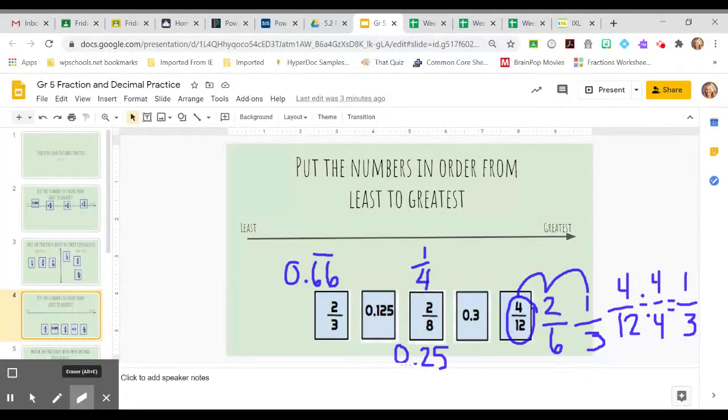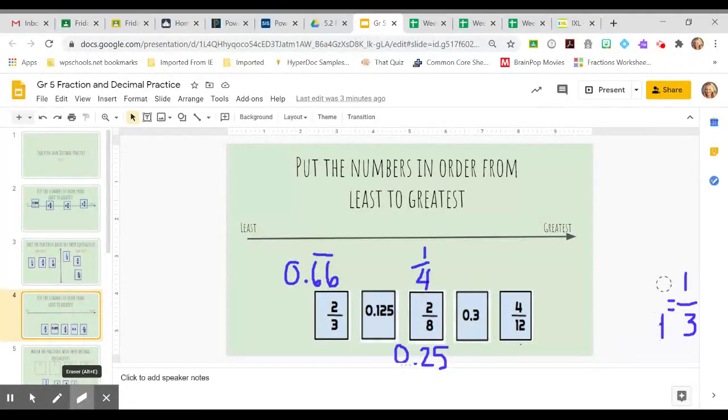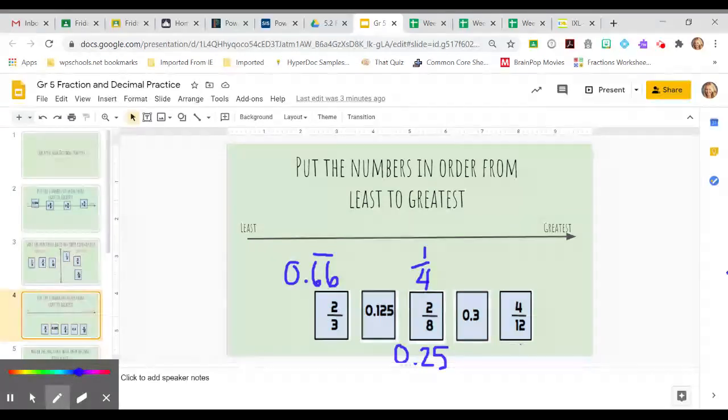All right, so 4/12 we said was 1/3. Let me get rid of some of this. And we said thirds are our repeating decimals. So 1/3 is what as a decimal? Brady. Right, 33/100ths repeating. So let me make that. There we go. All right, so now everything is a decimal.